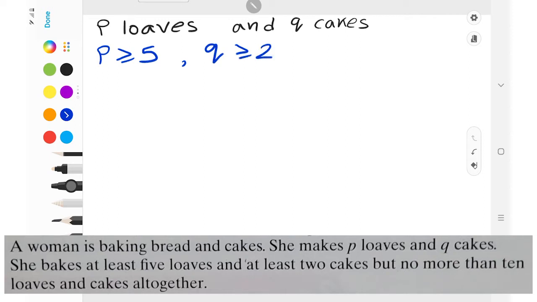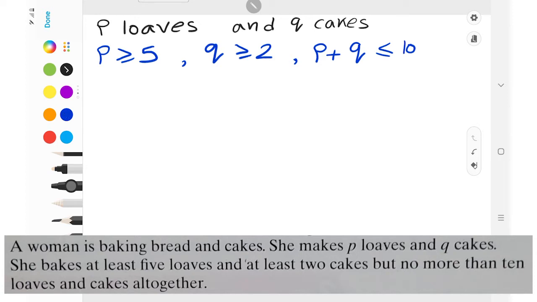But, we have a but: no more than 10 loaves and cakes altogether. We don't want more than 10 in total. So what does this mean in total? It means that P plus Q is less than or equal to 10. I don't want it to be more than 10. Like 10 is my maximum number of loaves and cakes to bake.